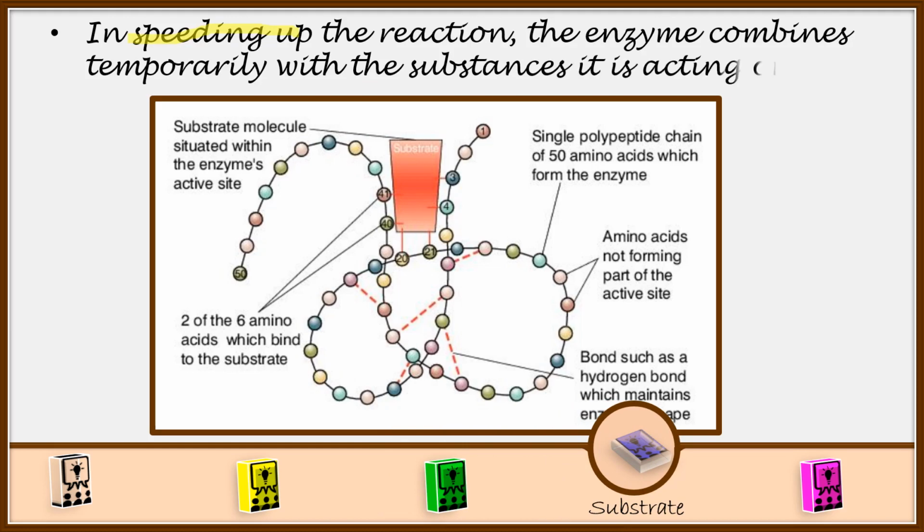Speeding up a reaction, the enzyme combines temporarily with the substrate it is acting on. So when the enzyme is speeding up a chemical reaction, what is going to happen? The enzyme is going to combine with the substrate for a short period of time. It will combine with the substrate so that it facilitates a faster rate of that reaction.